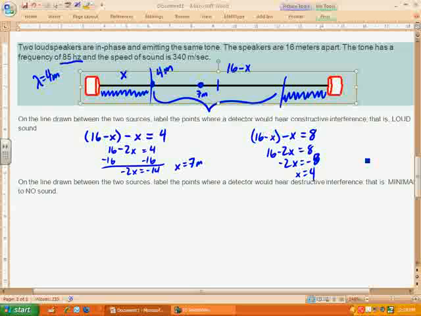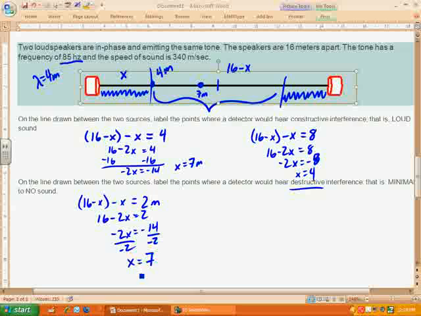Alright, so now let's look at the other one. Label the points where the detector would hear destructive interference. That's going to be the same idea, right? You're still finding the difference in those two lengths, but what else could the difference be? Well, for destructive interference, you want that distance to be half of a cycle, right? So 2 meters. Then we would have 16 minus 2x equals 2. Subtract the 16. Negative 2x equals negative 14 divided by negative 2. And we get x equals 7.